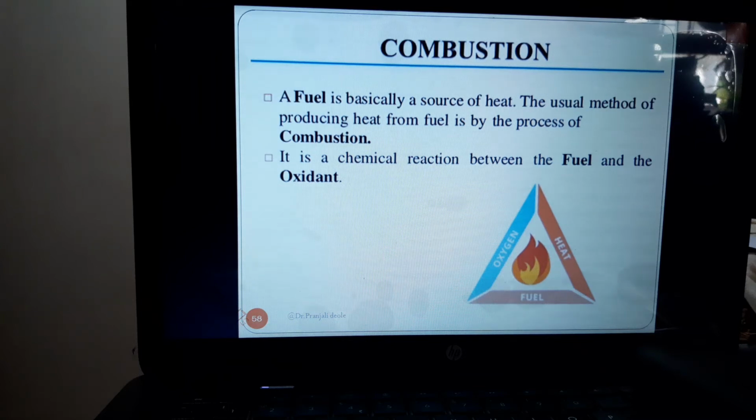Hello everyone. In this video we are going to talk about the combustion process. A fuel is basically a source of heat. The usual method of producing heat from fuel is by the process of combustion. And combustion is a chemical reaction between the fuel and the oxidant. The combustion equipment is a component of the steam generator.